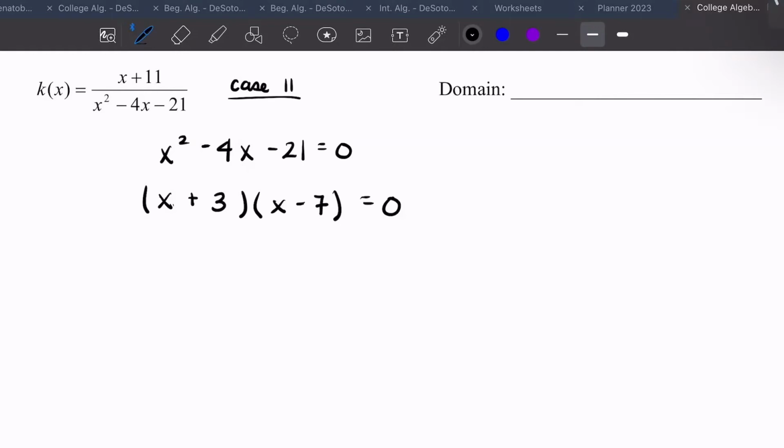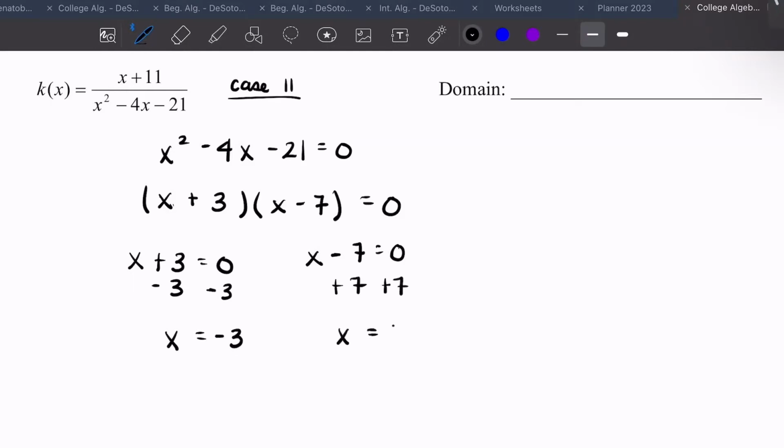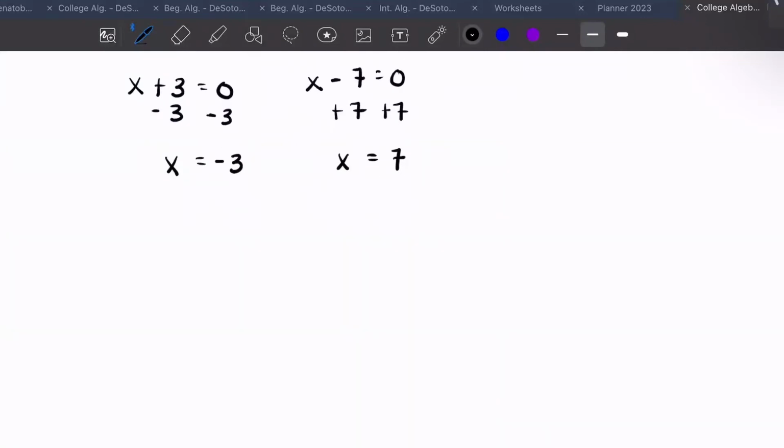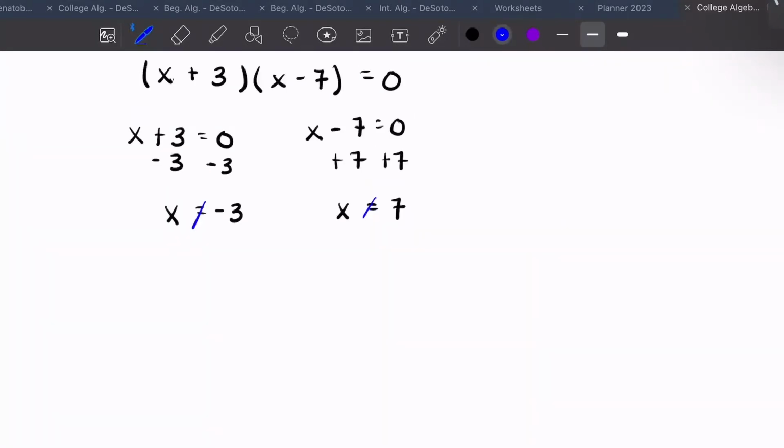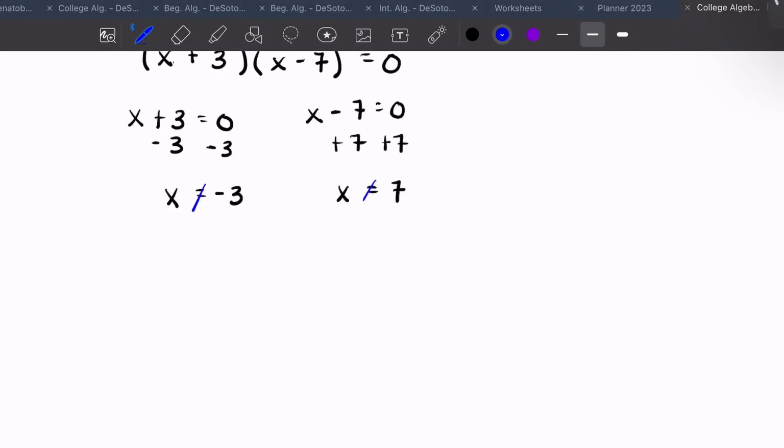Okay, so now we need to apply the zero product rule. So we're going to say x plus 3 equals 0, x minus 7 equals 0. Subtract 3 and get x equals negative 3. Add 7. Get x equals 7. Okay, so here's what I'm saying. X cannot be negative 3 and it cannot be 7. If it is negative 3 or 7, you get 0 as your denominator, and that's an issue.